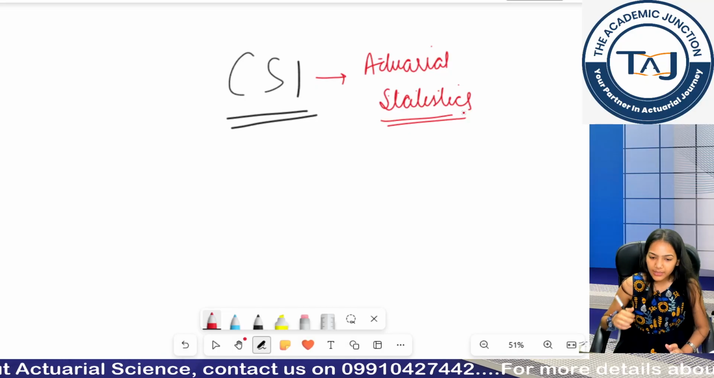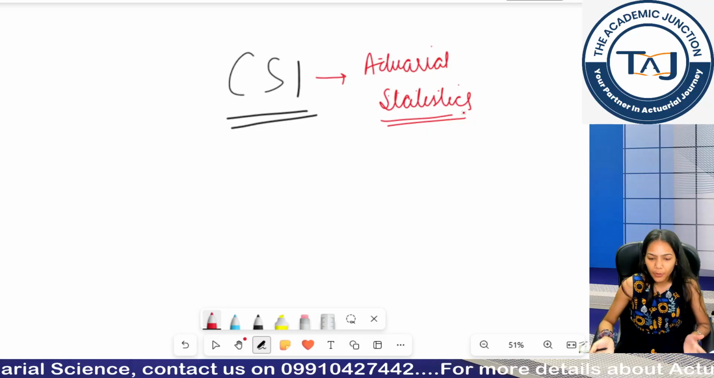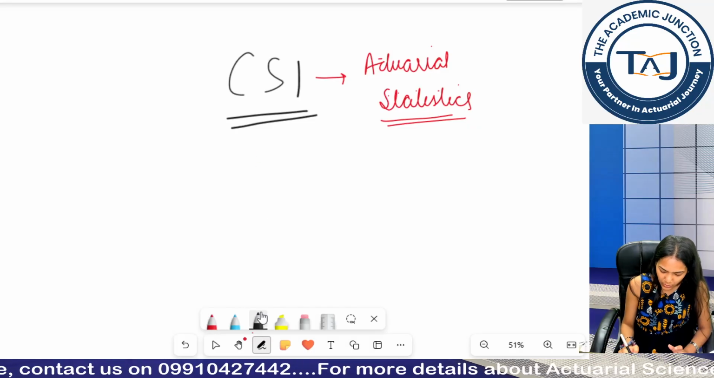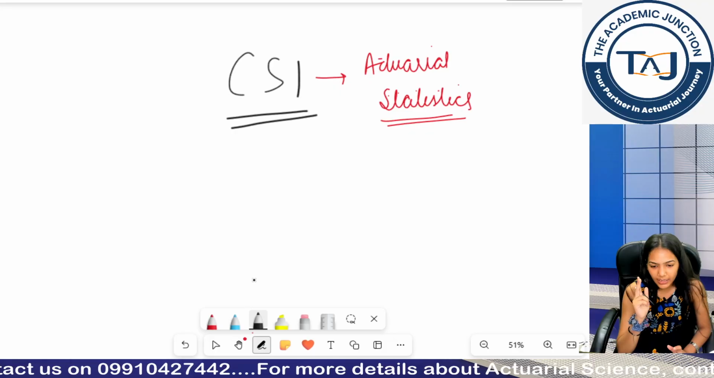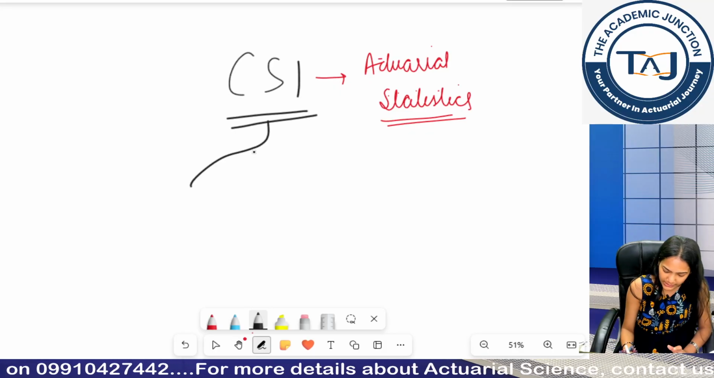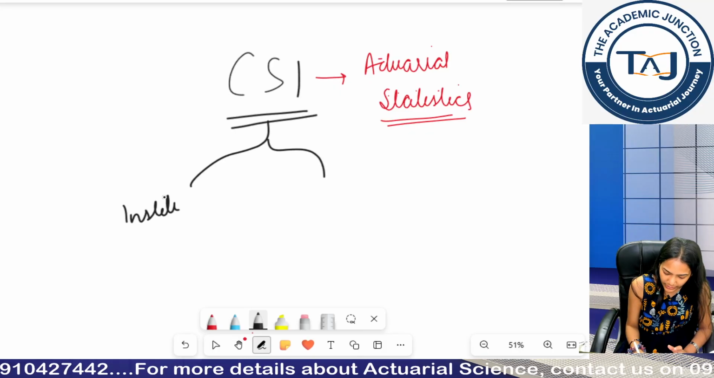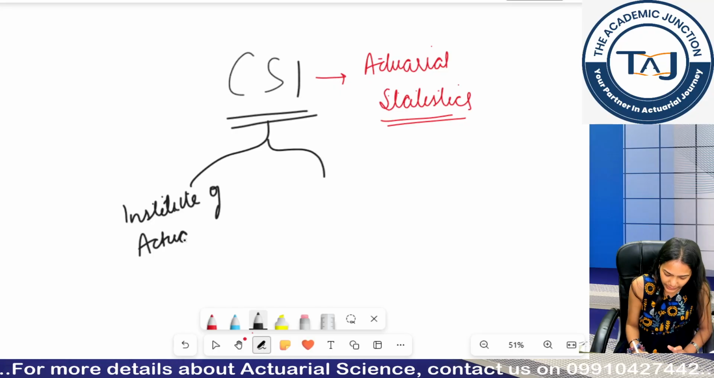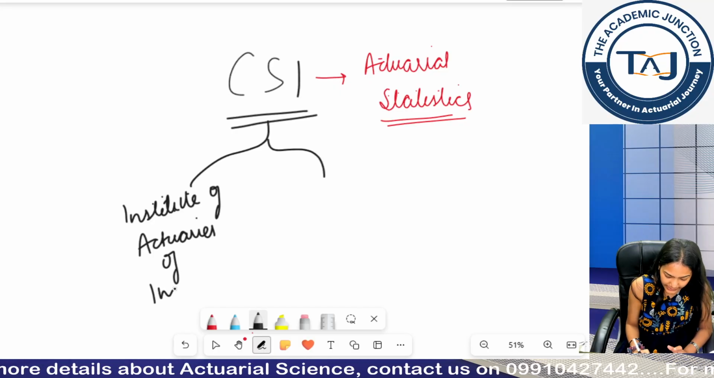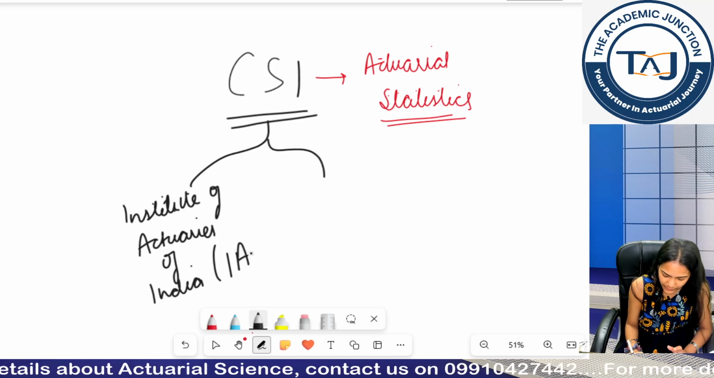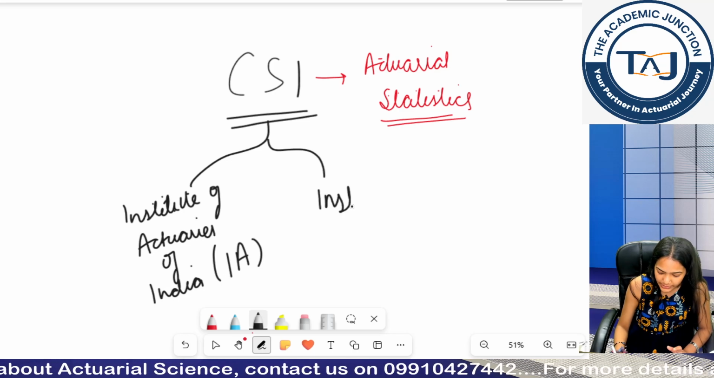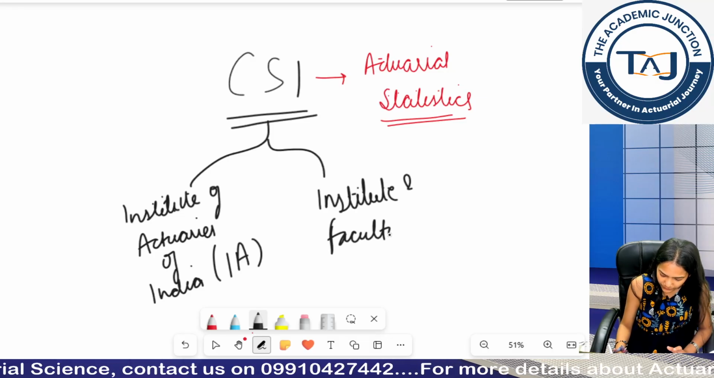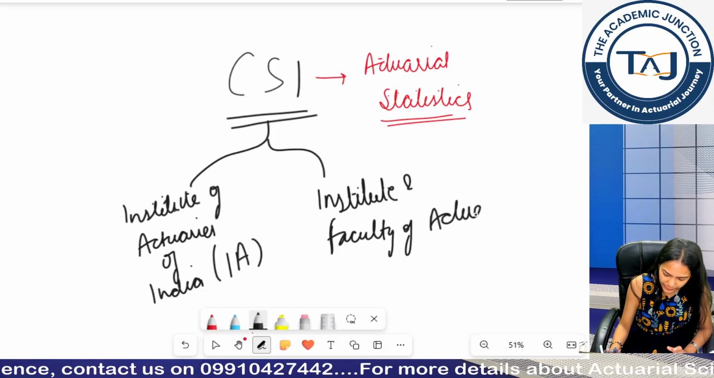First let us understand what CS1 is basically made up of. This consists of statistics. You can appear for this paper via two institutes; currently two institutes provide CS1. These are the Institute of Actuaries of India, that is IAI, or the Institute and Faculty of Actuaries, that is IFoA.